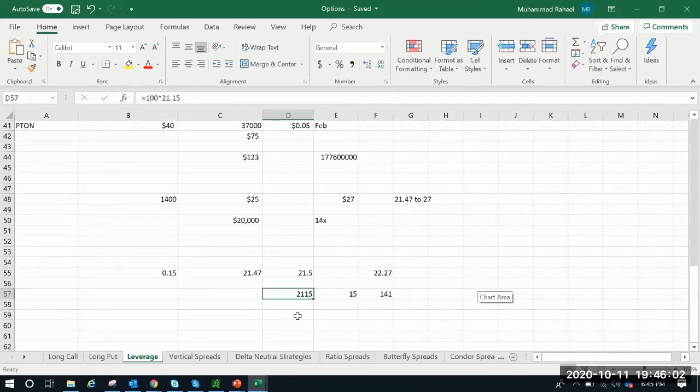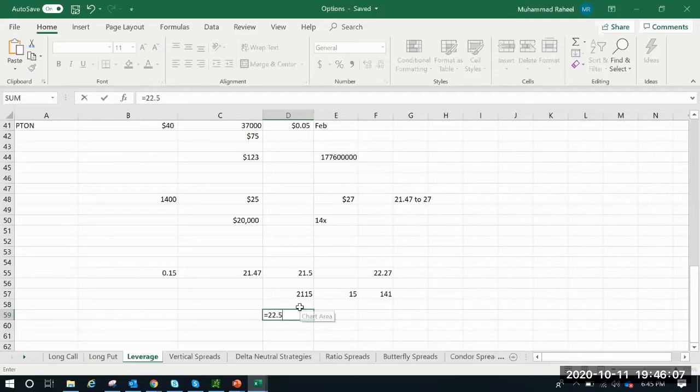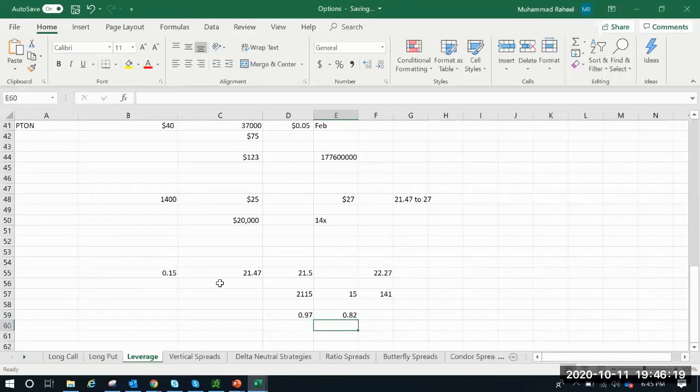$1, let's see how much money you would have made. So it was 20.5, right? 21.47, let's say 22.47. It gained $1, right? Your strike was 21.5, so you made 97, but you actually paid this $15 also, right? So you basically made 82 on investment of 15. So that's what I'm talking about.